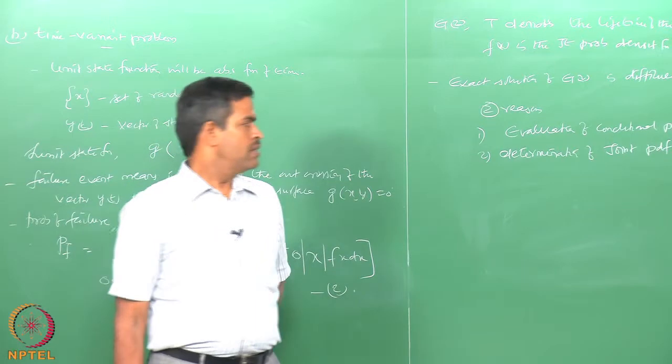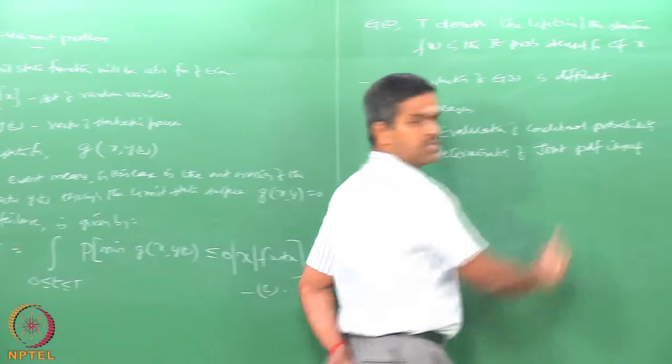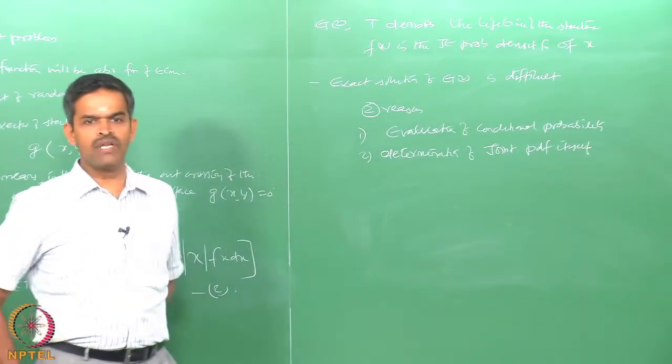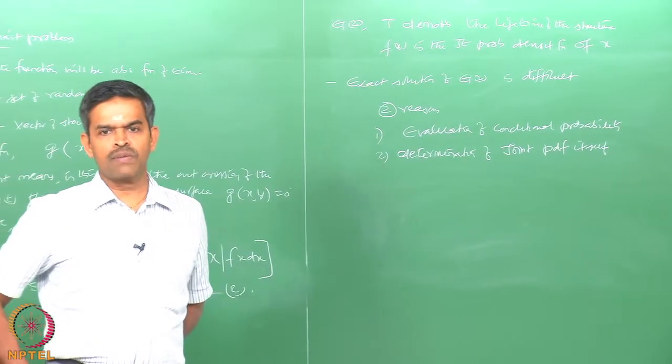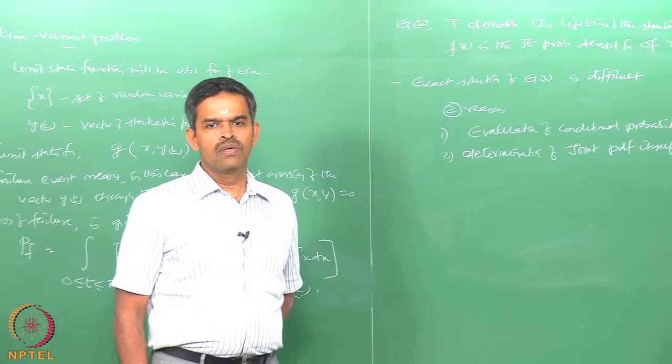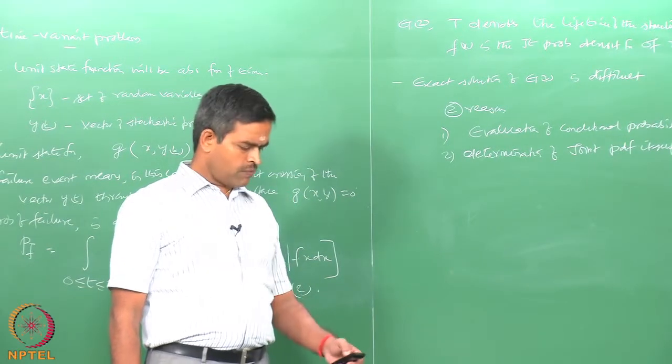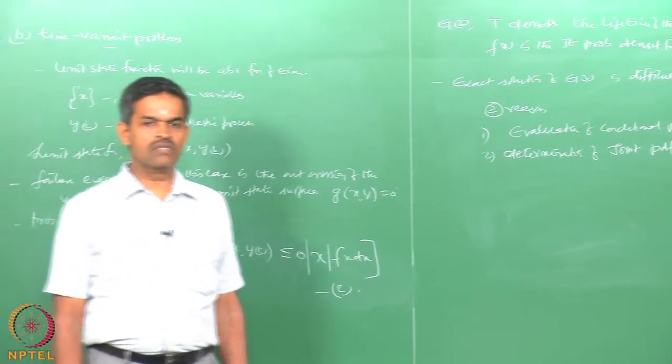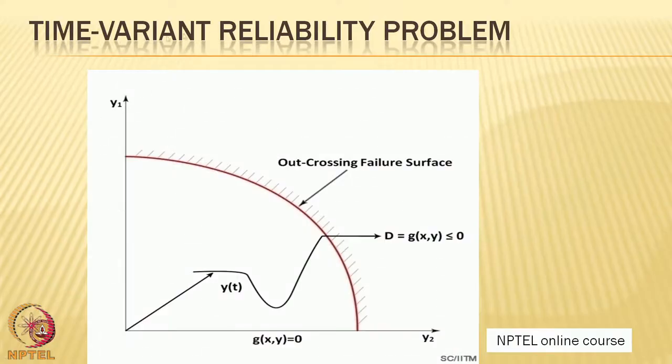In fact, determining the joint probability density function is also one of the reasons for not being able to obtain the exact integration of equation 2. So, the failure domain of this is what you see on the screen now, which has been also shown to you earlier. That is the failure domain, which you see for a time variant reliability problem.